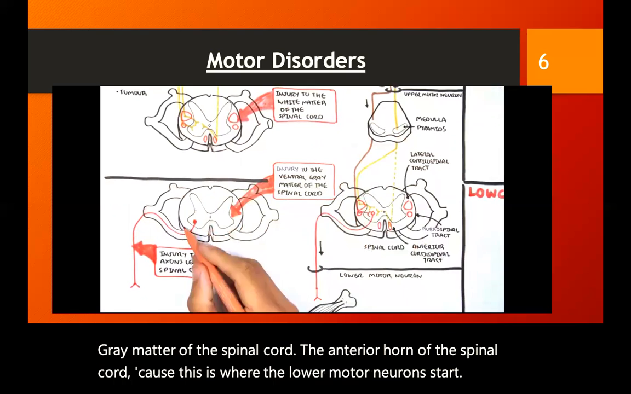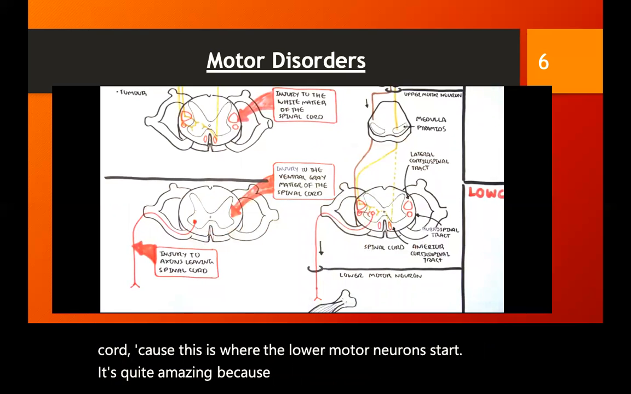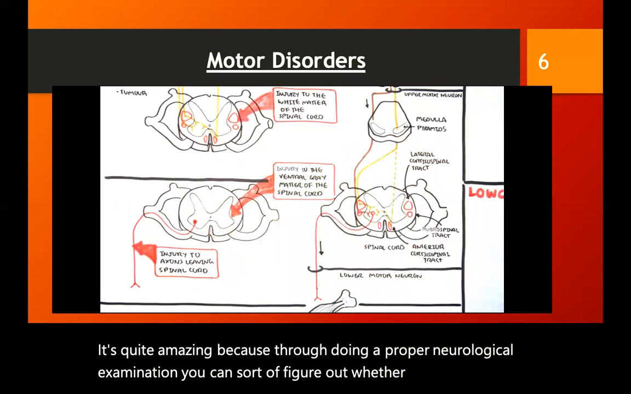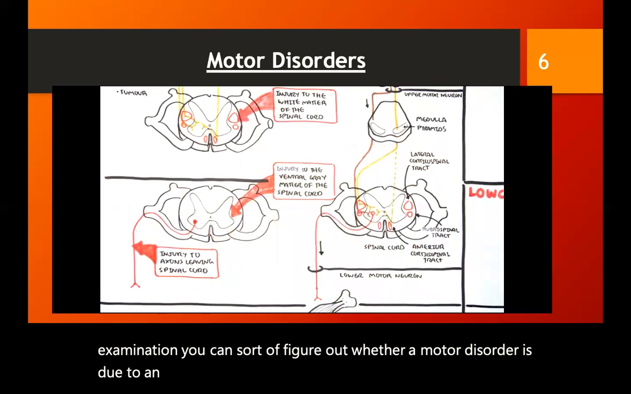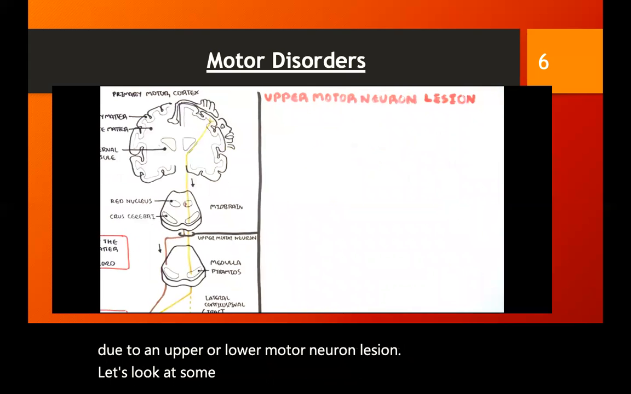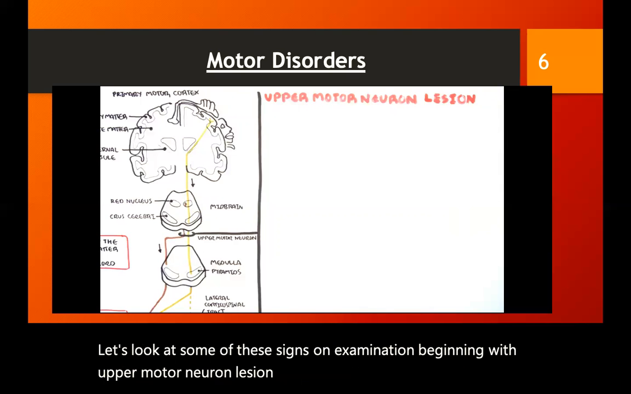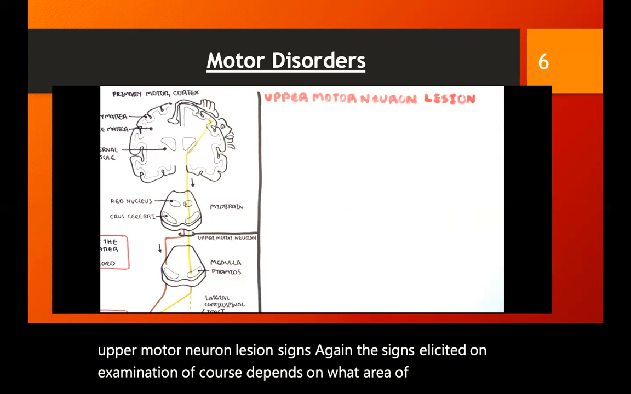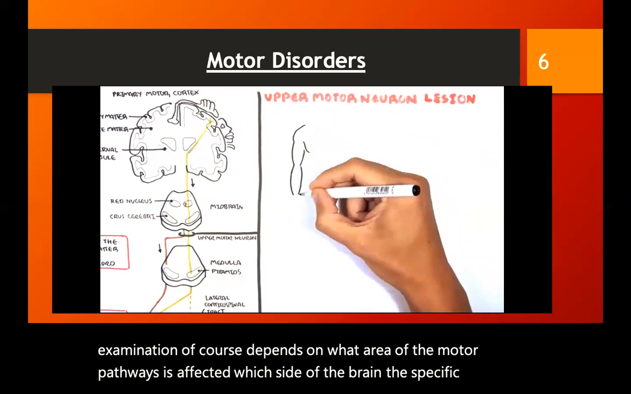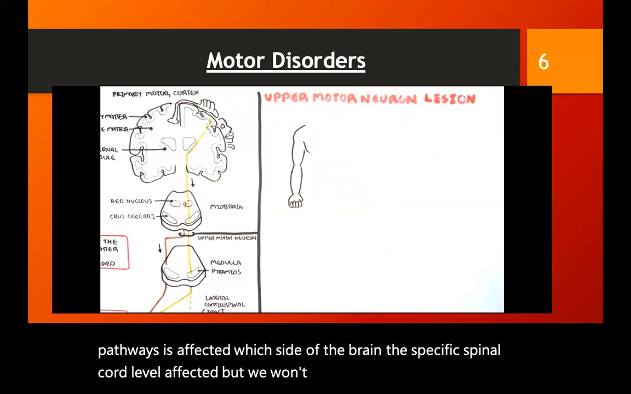It's quite amazing because through doing a proper neurological examination, you can figure out whether a motor disorder is due to an upper or lower motor neuron lesion. Let's look at some of these signs on examination, beginning with upper motor neuron lesion signs. Again, the signs elicited on examination depend on what area of the motor pathway is affected, which side of the brain, the specific spinal cord level affected. But we won't go into that detail, just remember these overall signs.